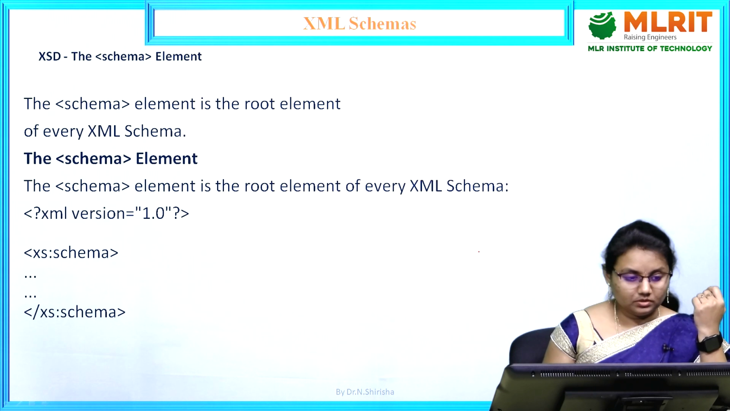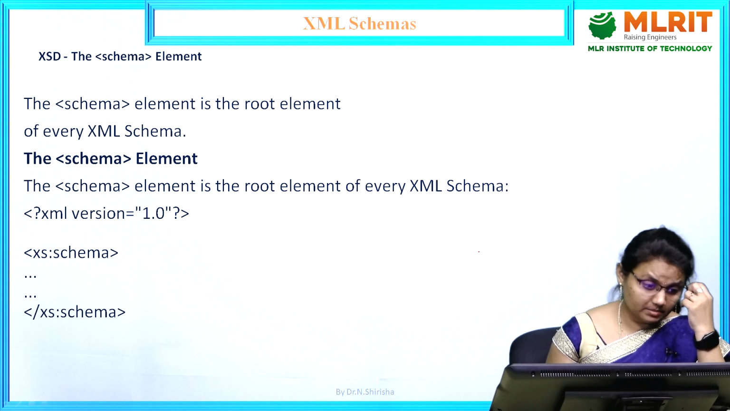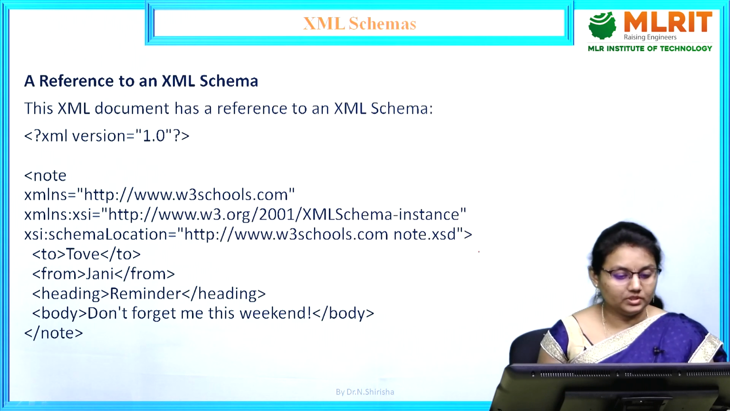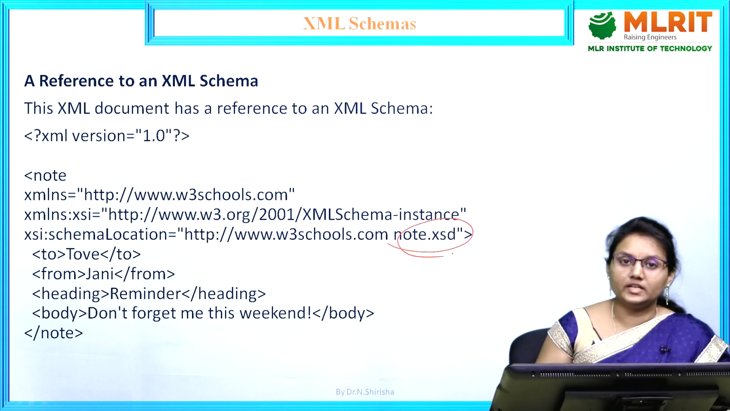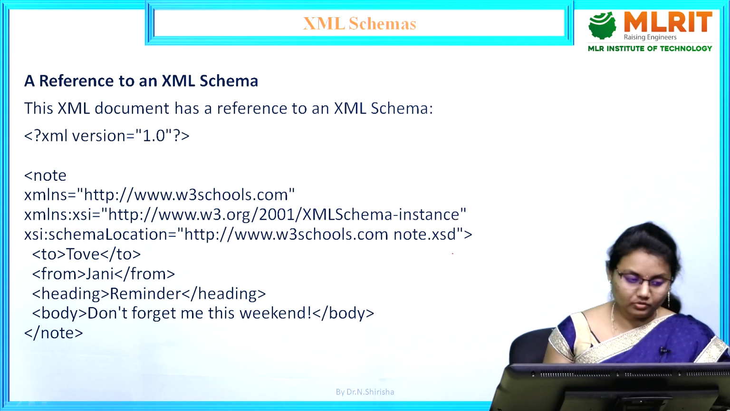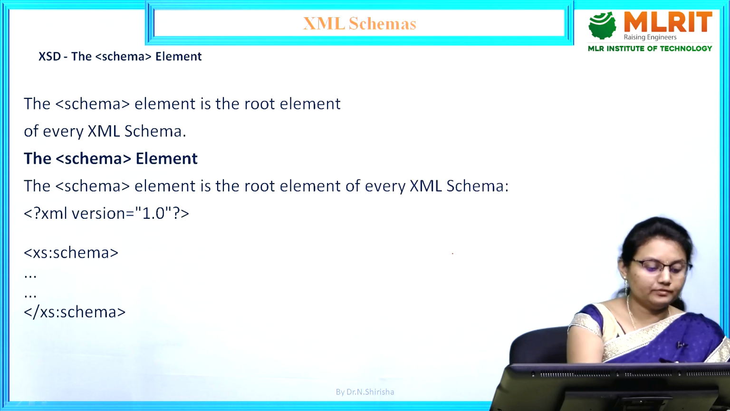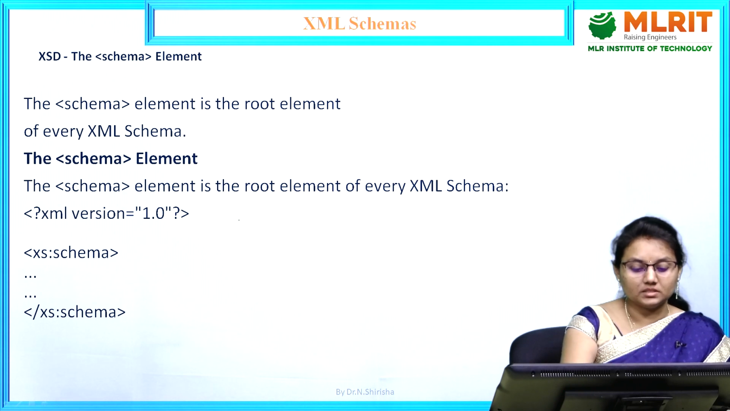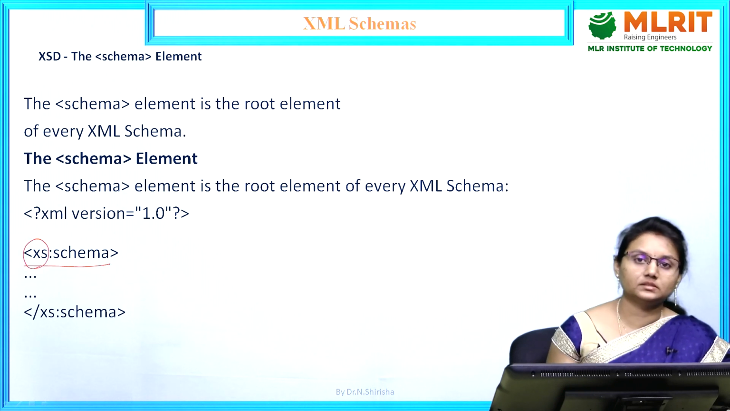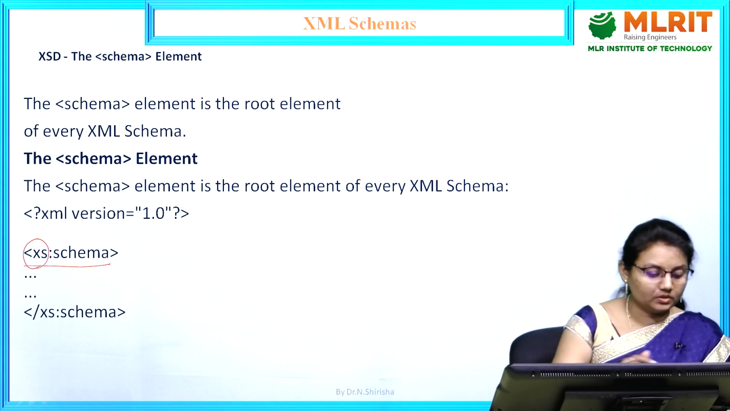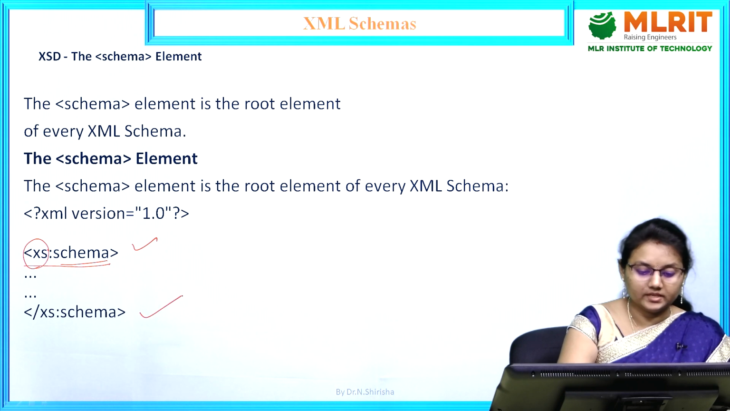Okay. So how to write an XML schema definition? This is the external program. Node.xsd is my external program. So how to write that program? You first write your schema starting with xs:schema. What is this XS? XS is nothing but XML schema. So after the colon, you give schema. This is the opening tag, this is the ending tag, and in between you write your code.